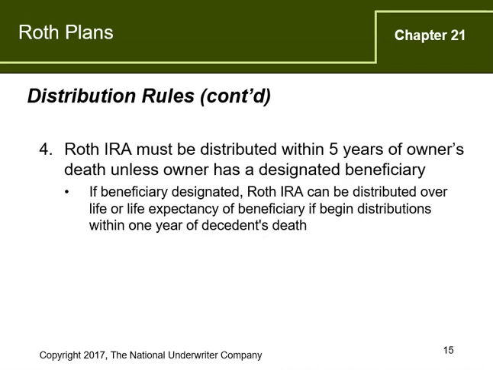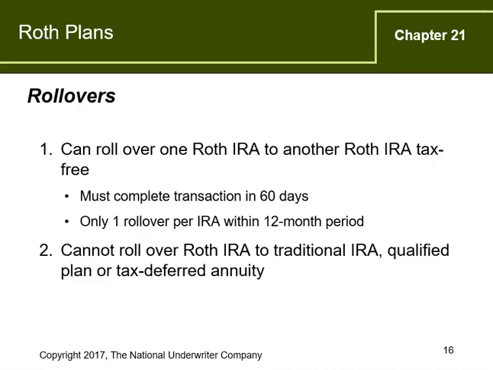It must be distributed within 5 years of the owner's death unless there is a designated beneficiary. And if there is a designated beneficiary, the Roth IRA can be distributed over the life or life expectancy of the beneficiary if distributions begin within 1 year of the decedent's death.